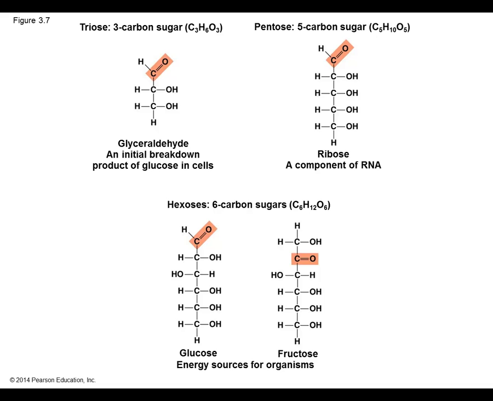Glucose, shown here as one of the 6 carbon sugars, is the most common monosaccharide. It's C6H12O6. Monosaccharides are classified by the number of carbons in the carbon skeleton and the placement of the carbonyl group.